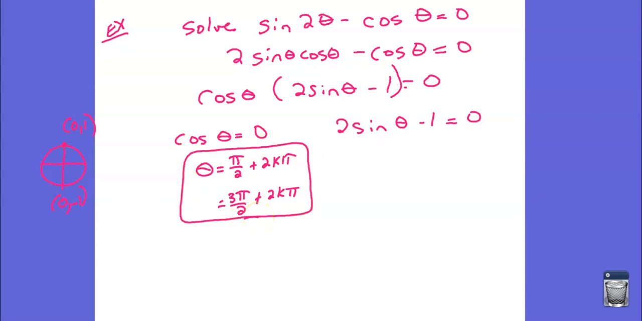And then solving here, we're going to get sine of theta equals 1/2. And we've had this multiple times, so pi over 6 and 5 pi over 6, plus 2k pi.